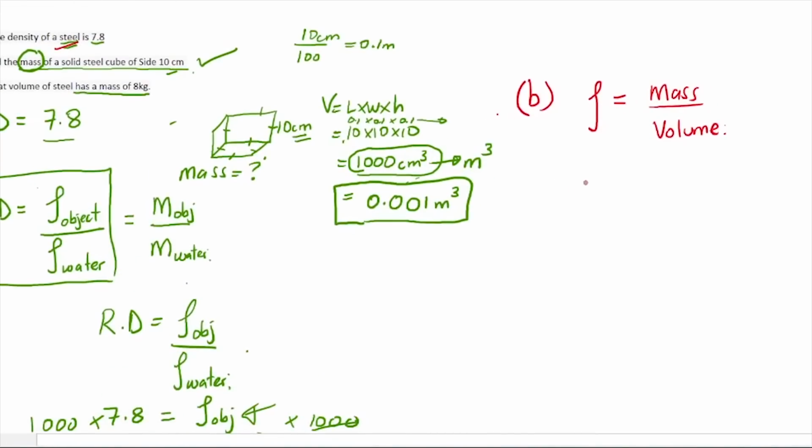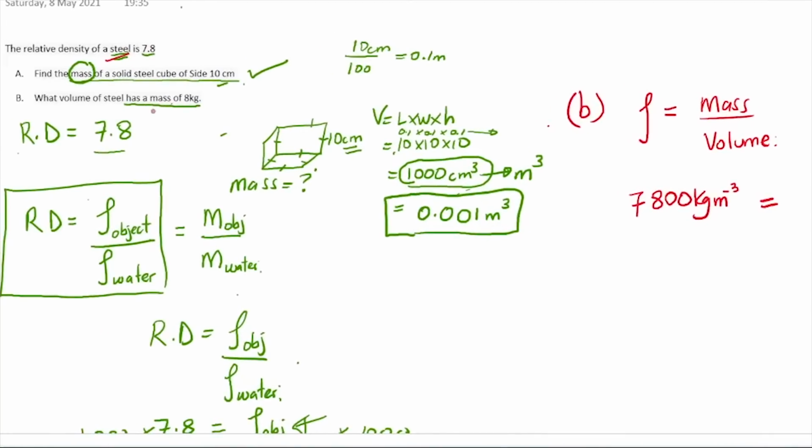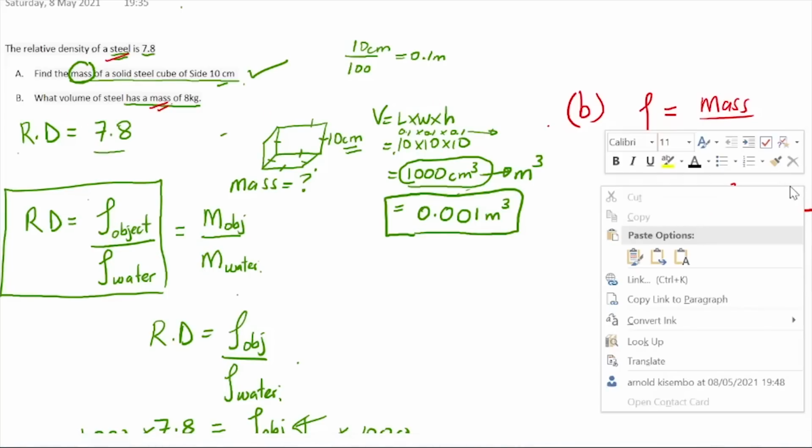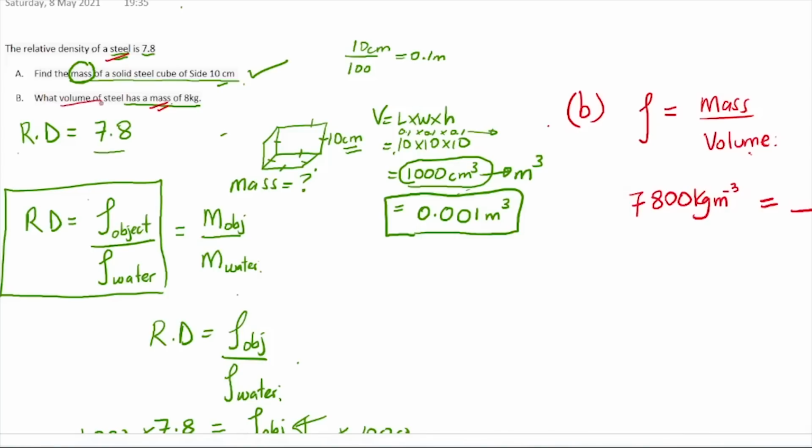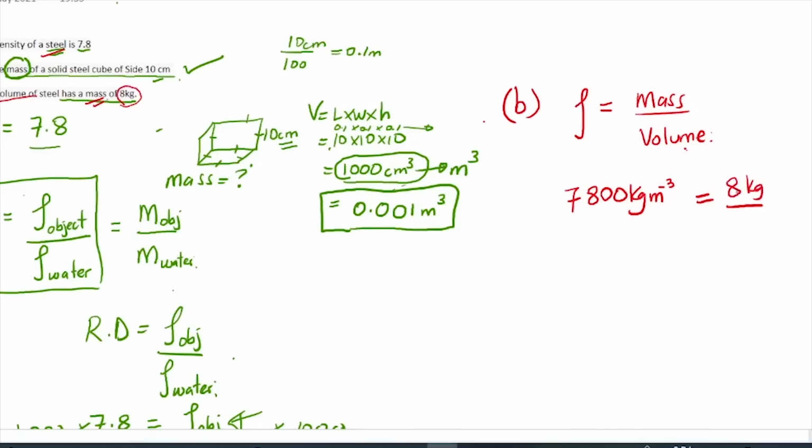We shall come here and say the density here is 7,800 kilograms per meters cubed, given by mass divided by volume. Remember, the question here requires us to find the volume of steel that has a mass of 8 kilograms. So this is going to become 8 kilograms, that's the mass, divided by the volume V, that is what we are looking for.